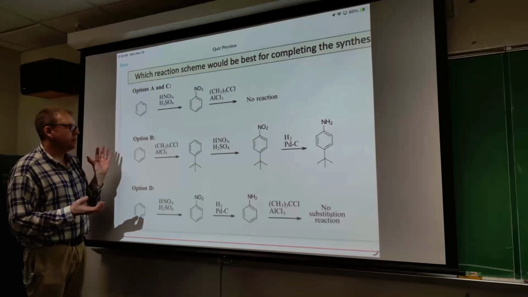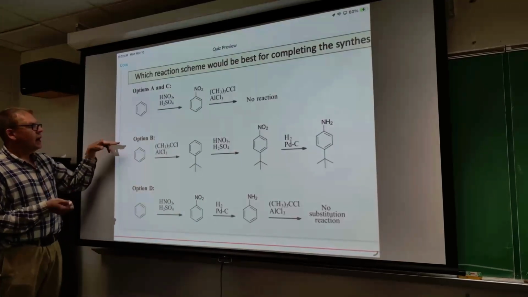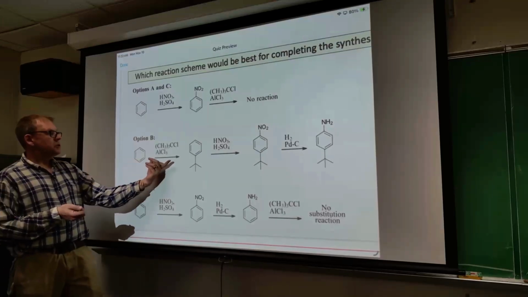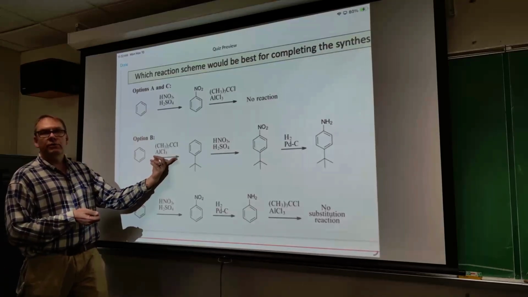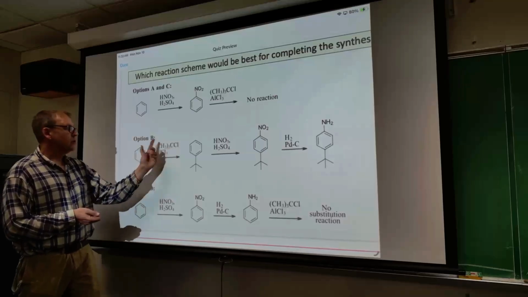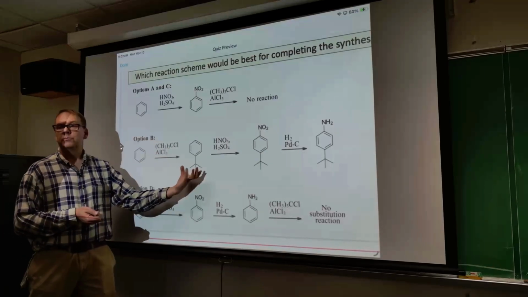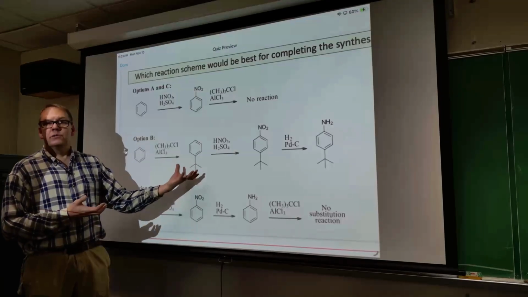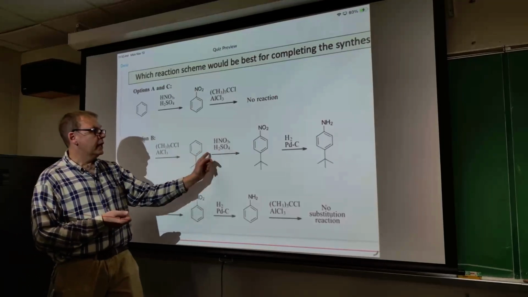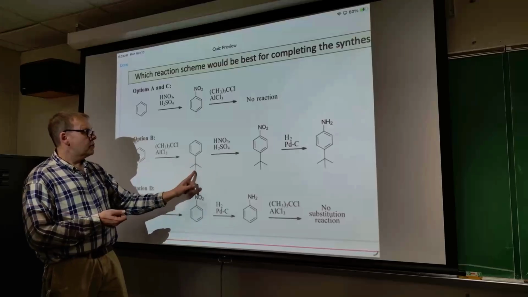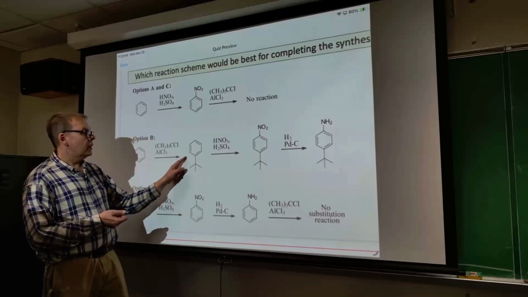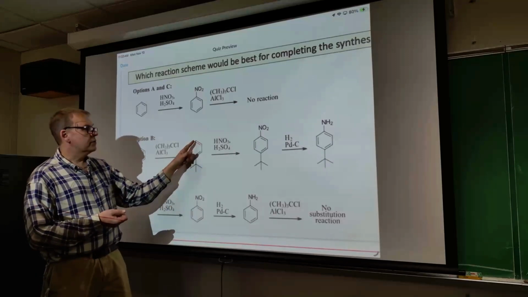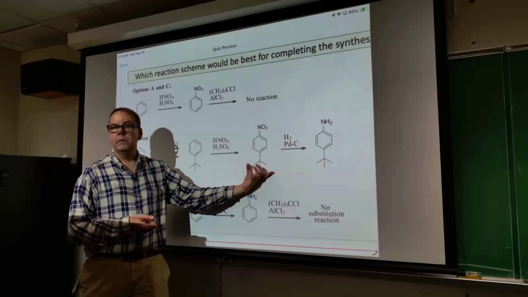So let's take a look at what happens in some of these other scenarios. Option B is actually the one that works. If you start with benzene and then you first put your carbon group on with Friedel-Crafts alkylation using tert-butyl chloride and aluminum chloride, you get a tert-butyl group on the ring. That'd be a mono-substituted product, and that reaction would work well. Then if you nitrate in the next step, this is an ortho-para director, so the substitution would want to happen ortho and para. And due to the size of the tert-butyl group, para is a really good option. So this would be a good way to make this substrate.